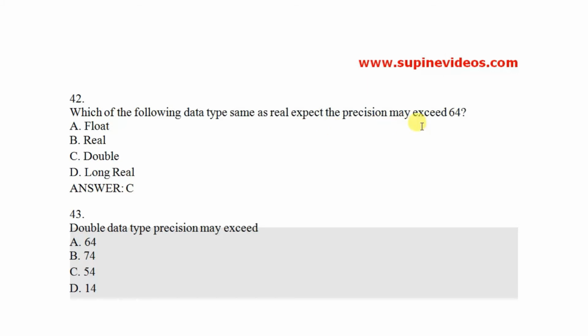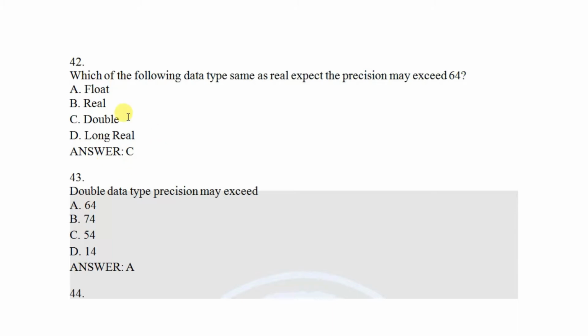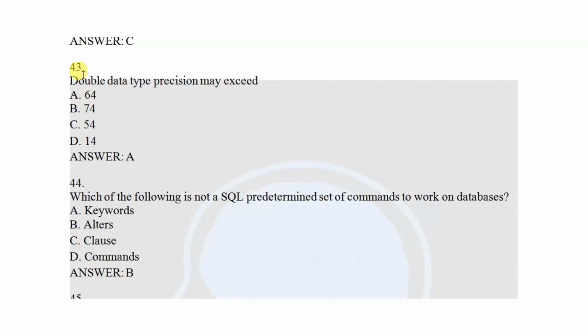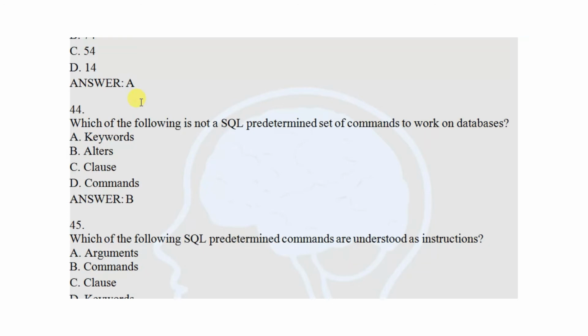except the precision may exceed 64? Your answer is option C, double. Question number 43. Double data type precision may exceed, your answer is option A, 64. Question number 44. Which of the following is not a SQL predetermined set of commands to work on a database? Your answer is option B.